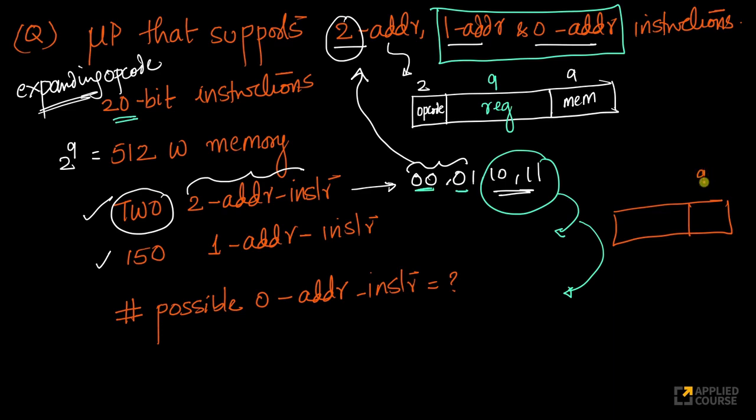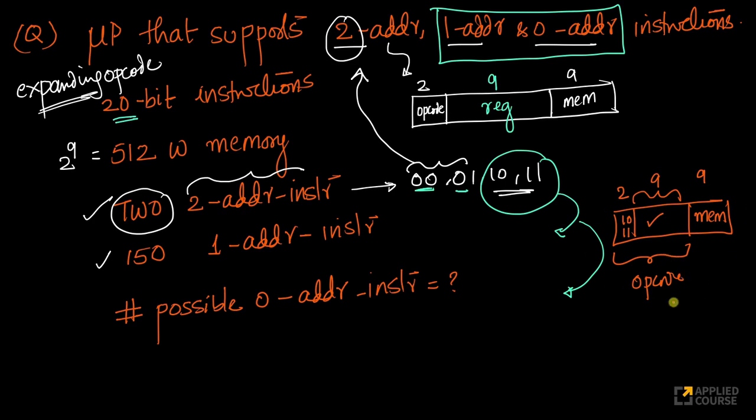You will have 9 bits for memory, because you have a 512 word memory, so you need 9 bits for that. The rest, everything, will be your opcode. The first 2 bits can either be 10 or 11. Either of them is okay. The next 9 bits can be anything.